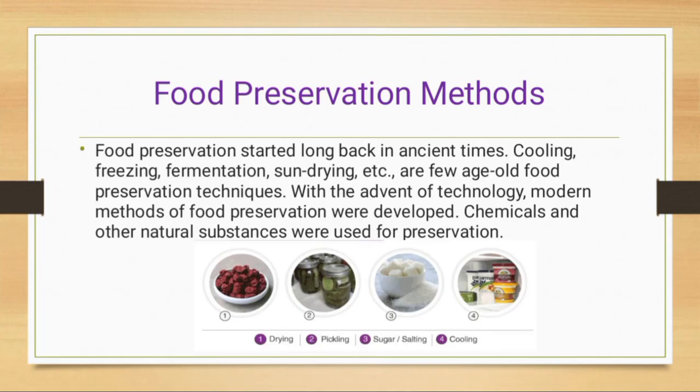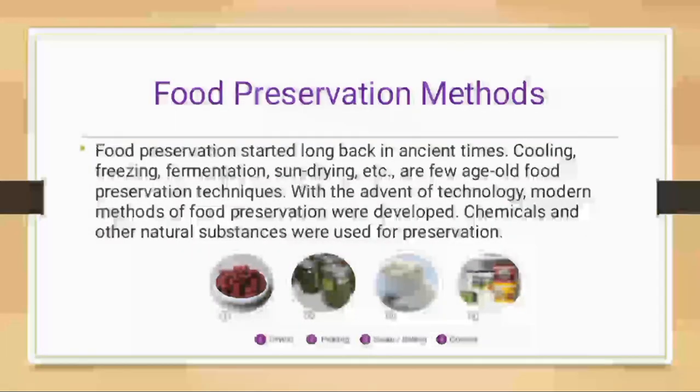Food preservation methods. Food preservation started long back in ancient times. Cooling, freezing, fermentation, sun drying, etc. are a few age-old food preservation techniques. With the advance of technology, modern methods of food preservation were developed. Chemical and other natural substances were used for preservation, such as drying, pickling, sugar, salting, and cooling.